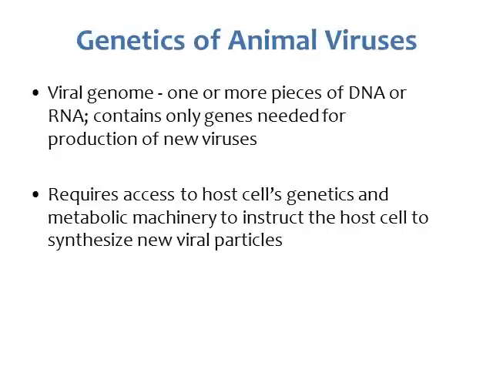And then the genetics of animal viruses. So viral genome, remember viral genomes are made up of either DNA or RNA. And these genomes are very small. They contain only the genes needed to produce new viruses and hijack the host cell. So this viral genome requires access to the host cell genetics and metabolic machinery. And once it hijacks the genetics and metabolic machinery, that viral DNA or RNA is going to instruct the host cell to synthesize new viral particles.